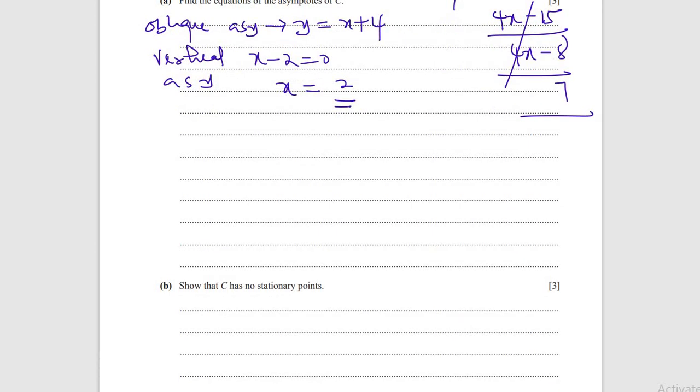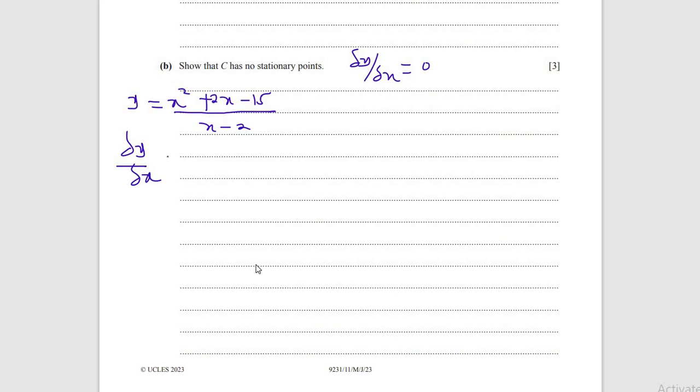That's it. The next one, show that C has no stationary point. You know, at a stationary point, dy/dx will be 0. So let's, and y is x squared plus 2x minus 15 over x minus 2. We're going to use the quotient rule, dy/dx.